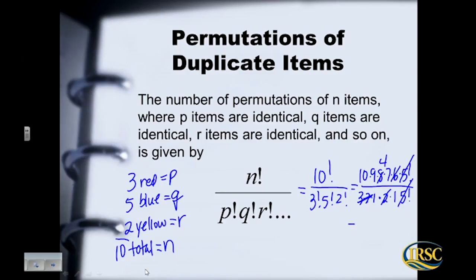And what's my final answer here? 10, 9, 4, and 7 multiplied together. 2,520? Okay, so because some of these items were identical, there's only 2,520 ways to arrange them if you use all of the items.